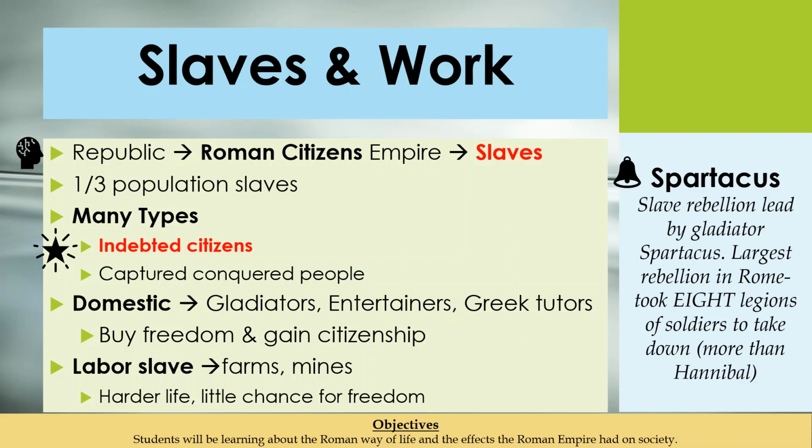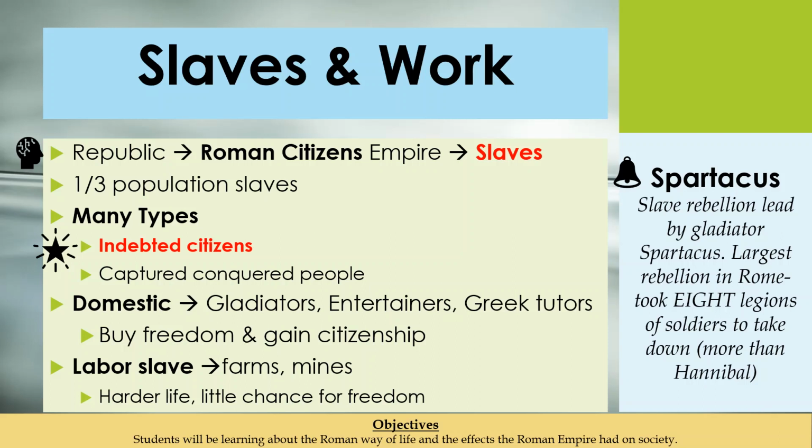There are two main types of slaves. You have domestic slaves, which would represent gladiators, entertainers, or Greek tutors. They were often treated very well and lived in nice accommodations, and they had the ability to buy their freedom and gain independence and citizenship after a short amount of time. However, there were also labor slaves, and these often worked in farms or mines. They had harsh lives, were often whipped or tortured, and there was little chance for them to gain their freedom.